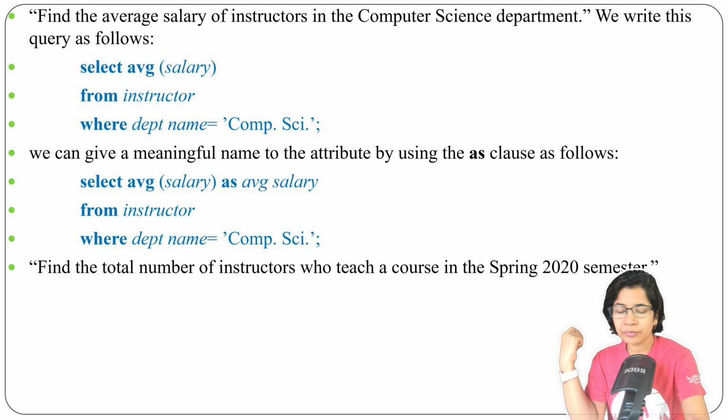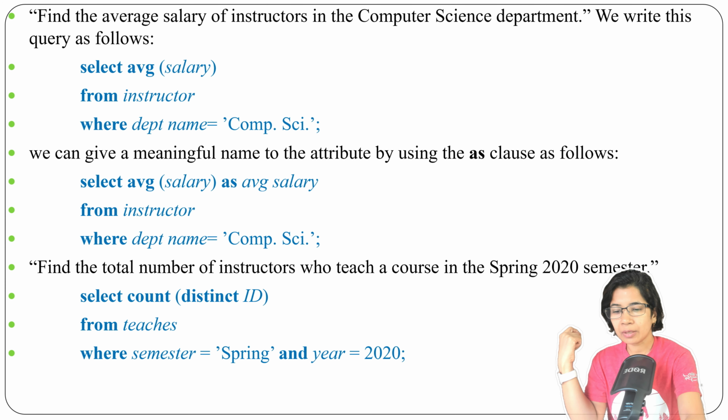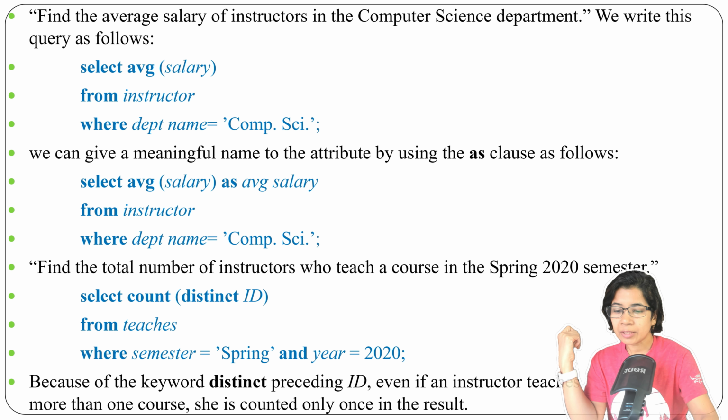Now find the number of instructors who teach a course in the spring 2020 semester. So it will count the number of instructors. That we can write as select count distinct ID. If one instructor teaches more than one course, then it will count one for that instructor. So distinct ID, there will be no duplicates. From teaches, where semester equals spring and year equals 2020. If you don't want distinct, you can simply write ID. So if one instructor teaches more than one course, she will be counted only once in the result, as here we are counting the number of instructors who teach a course.